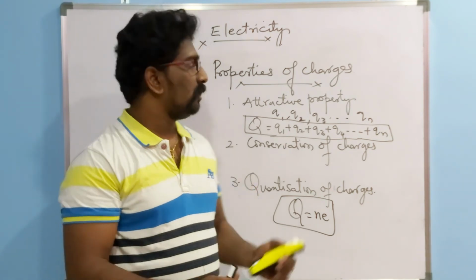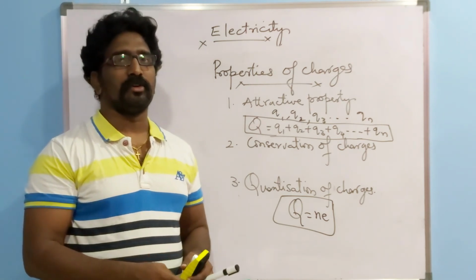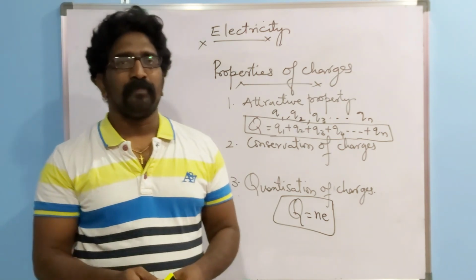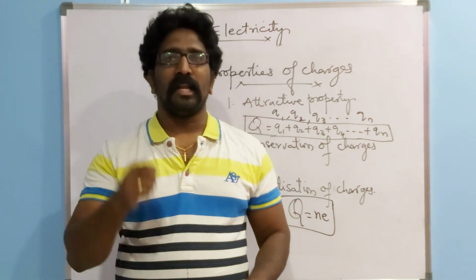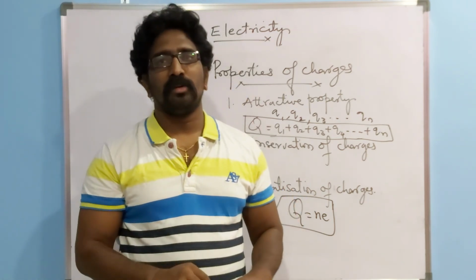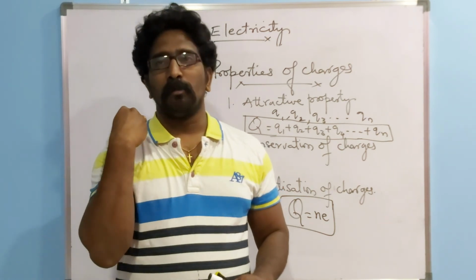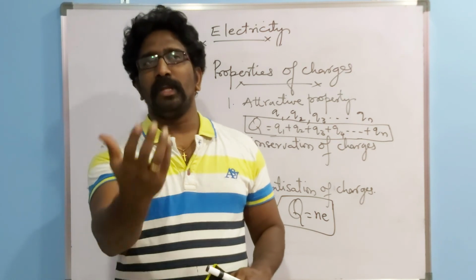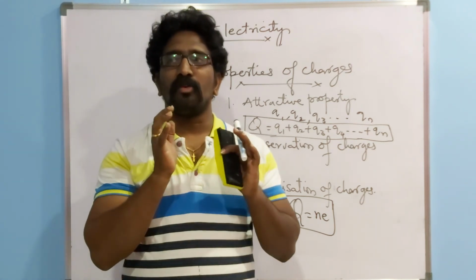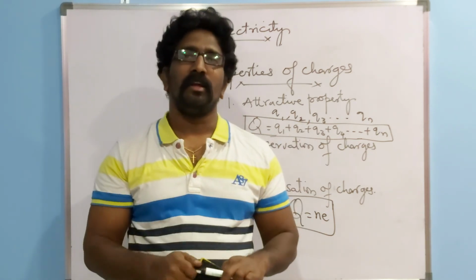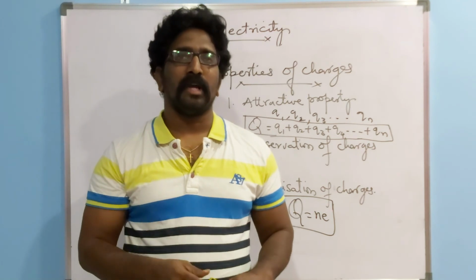I hope you have understood the different properties of charge and different charge densities. In the next part of electricity, we'll be studying what is meant by electric current, how a current can be opposed, which is called resistance, and how to connect resistors in series and parallel.